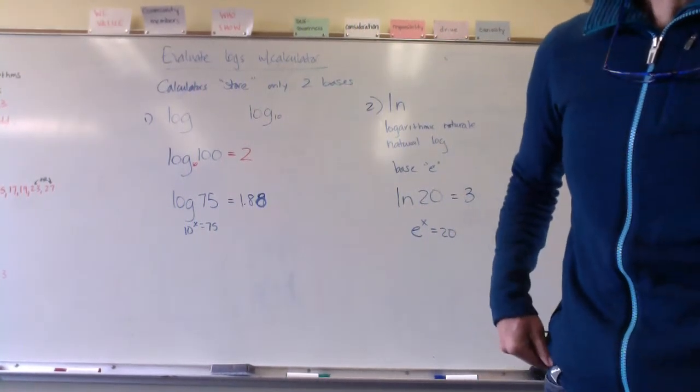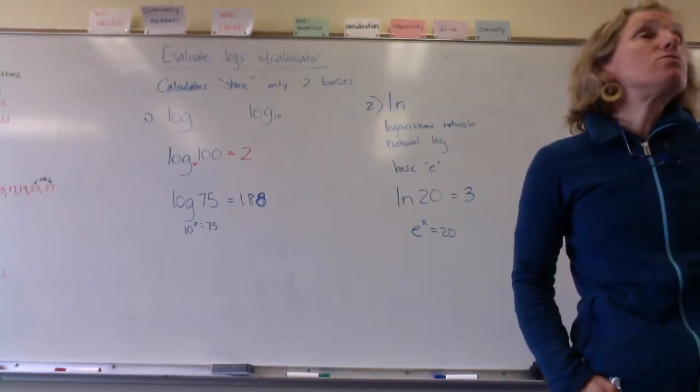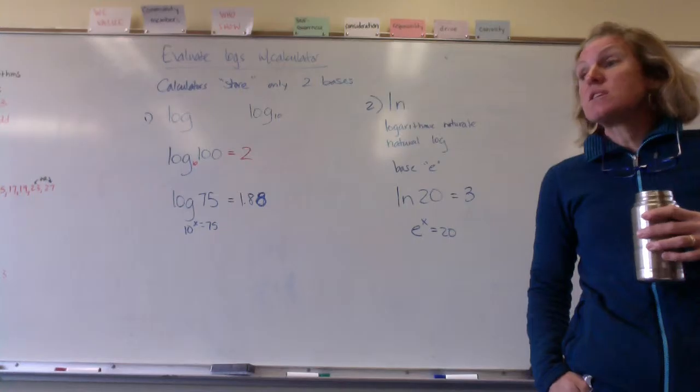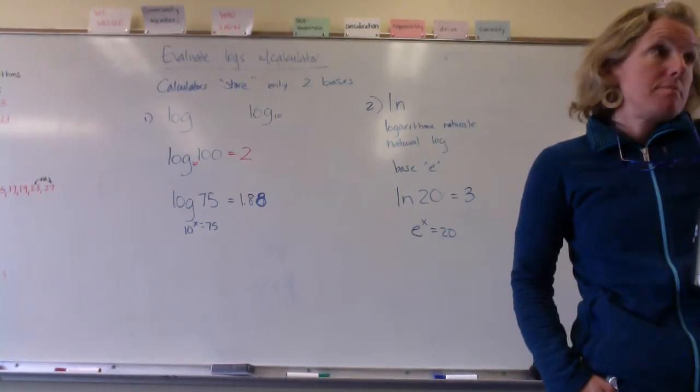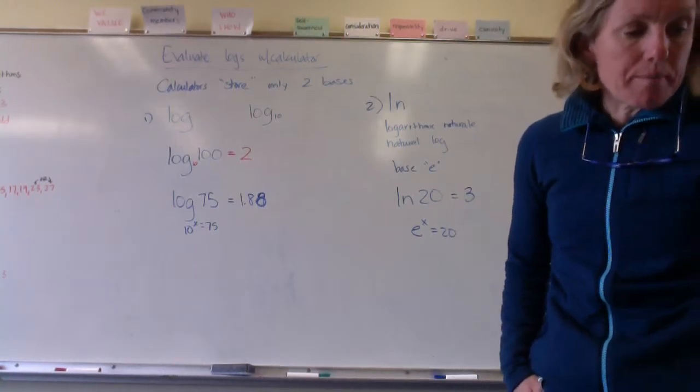So ln is base e. And our calculator only stores those two. Later we'll learn how those two logs will help us do any base. Our calculator needs to store two of them.